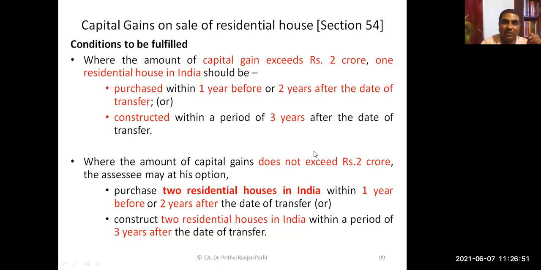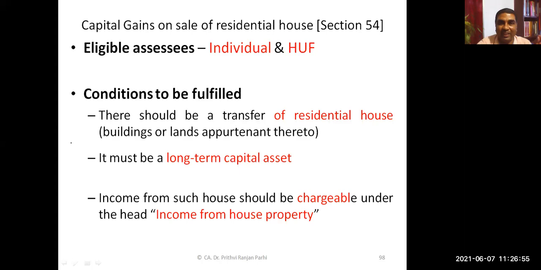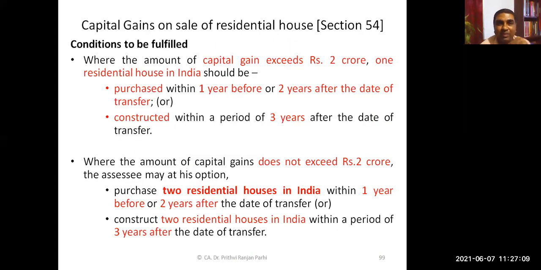Did you understand this provision? These conditions need to be met. I again repeat, the assessee should be an individual or HUF. The transferred asset should be a residential house. It must be a long-term capital asset. And the house property income should have been chargeable to income from house property.